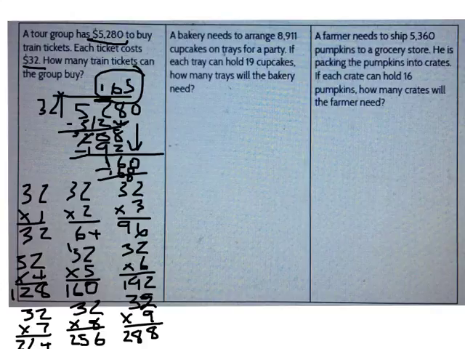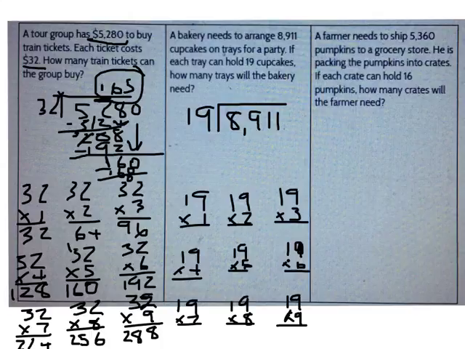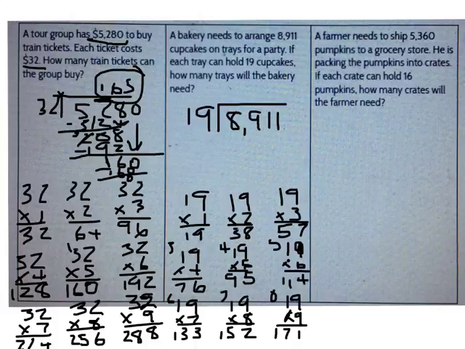Now you try one. A bakery needs to arrange 8,911 cupcakes on trays for a party. If each tray can hold 19 cupcakes, how many trays will the bakery need? So we're going to divide 8,911 cupcakes into trays that each hold 19 cupcakes. Go ahead and start by listing the multiples of 19. Write those multiples on your paper, then enter them on your computer. Check your multiples with mine.